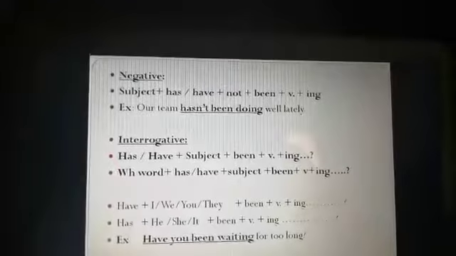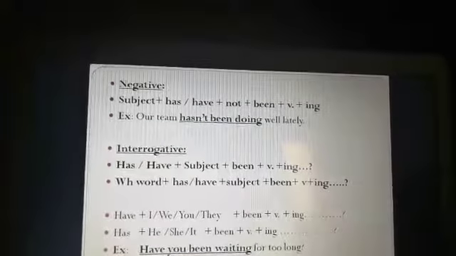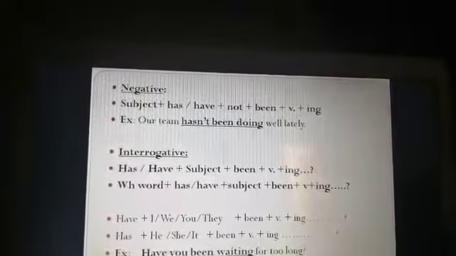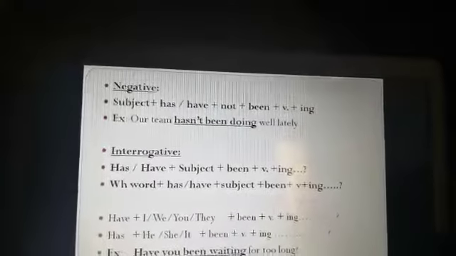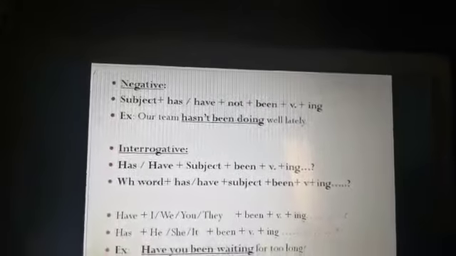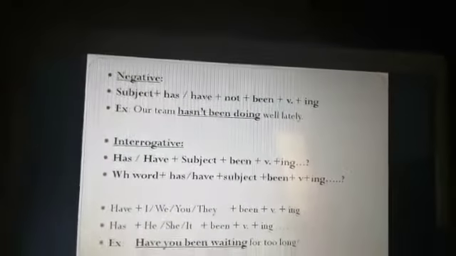An example, have you been waiting for too long? So here we start with have because the subject is you, and then we're going to add been plus the verb wait plus ing. It's a very easy lesson.